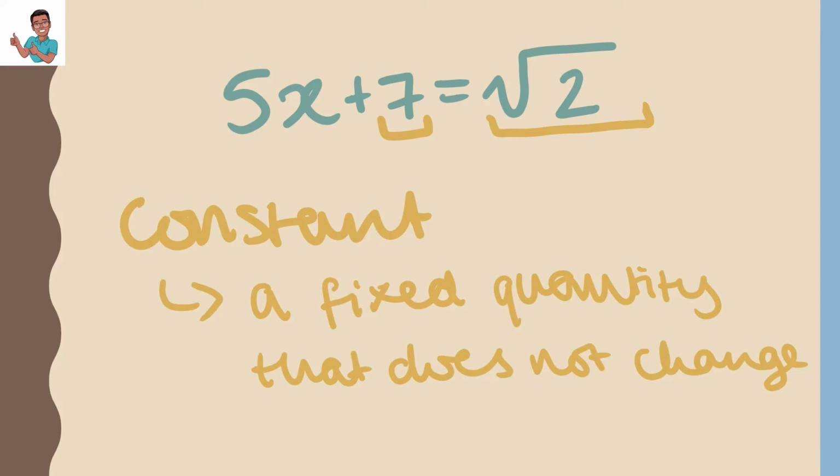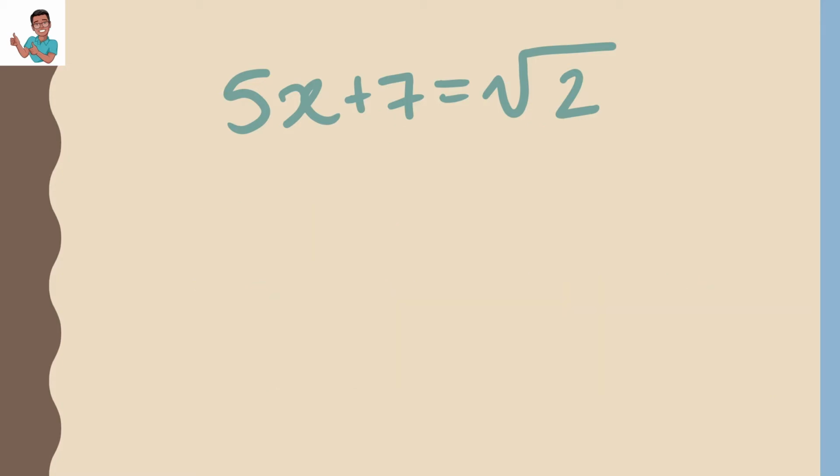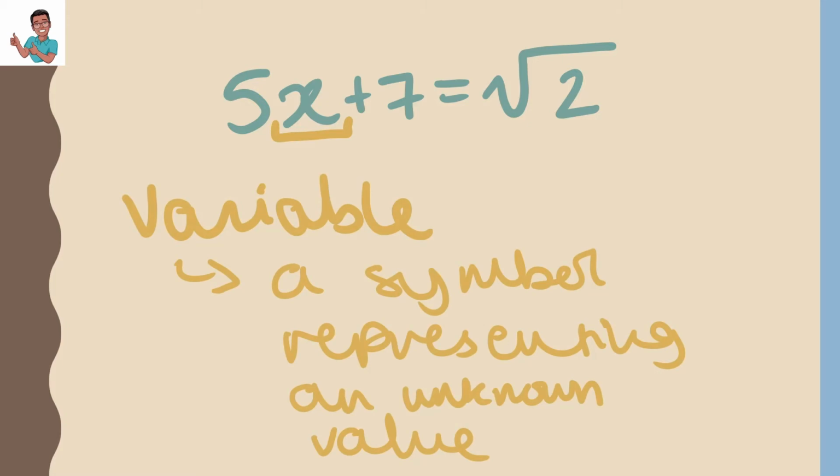These are constants. A constant is a fixed quantity that does not change. Here I've underlined x. X is a variable, and variables are symbols that represent an unknown value.